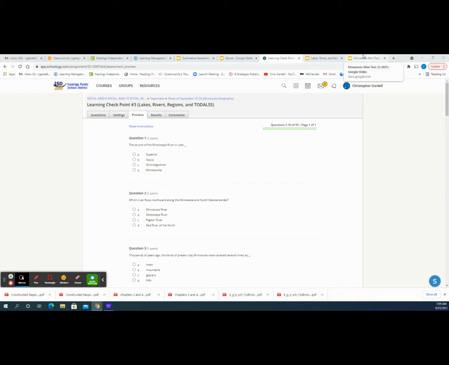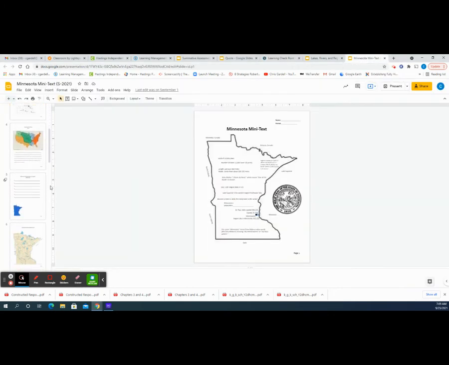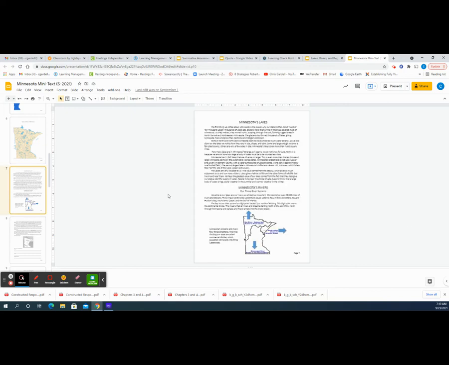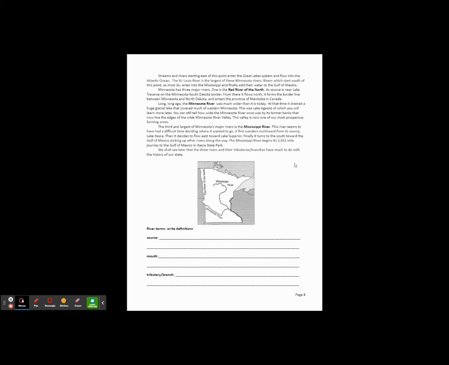Here's what I would encourage you to do. In your Minnesota mini text, turn to the section of lakes and rivers. And so again, the question is, what is the source of the Mississippi River? So we obviously need to scroll until we find the Mississippi River. Your answer will be in this paragraph on page 8. I'll give you a few seconds to find it and to respond to question number 1 before we move on to question number 2.